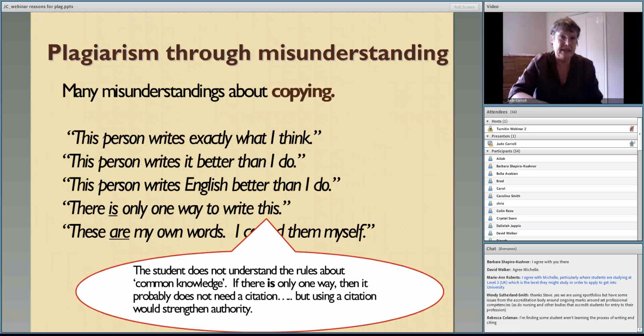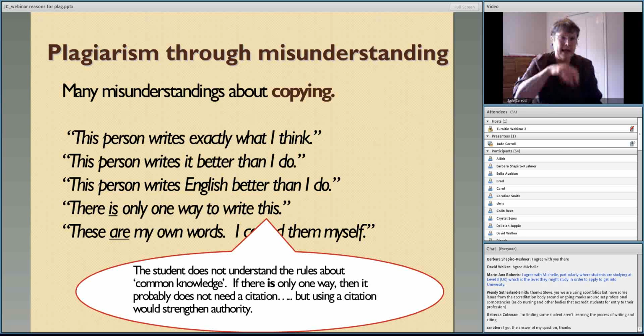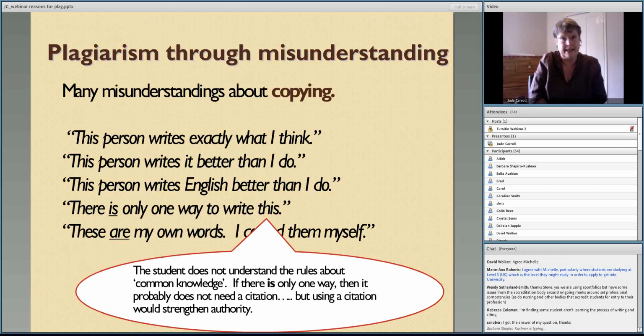If the student says there is only one way to write this, that student doesn't understand the rules about common knowledge. And we've already said several times that those rules about common knowledge are really complicated to understand. If there really is only one way to write it, then it probably doesn't need a citation. However, if you use a citation, that could strengthen the authority of that statement.